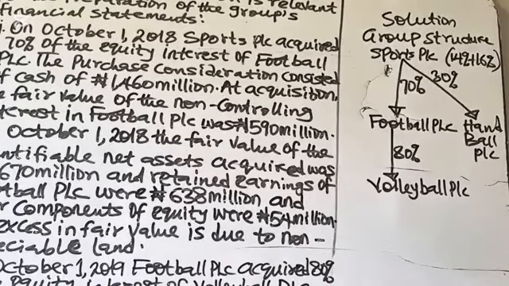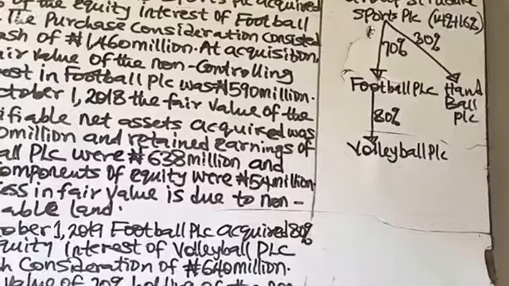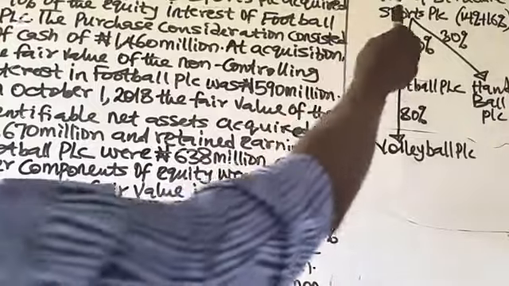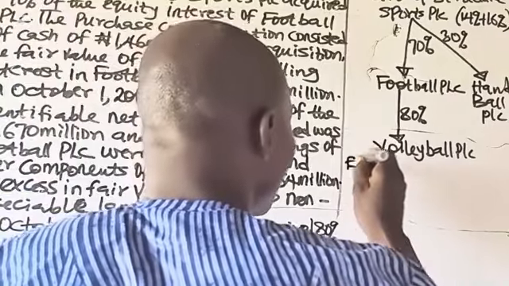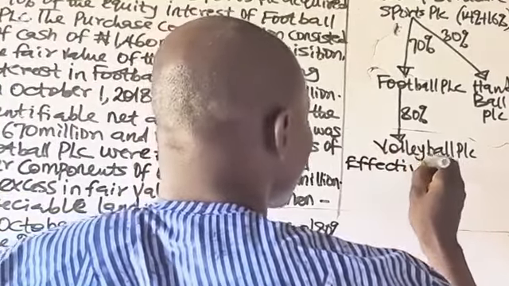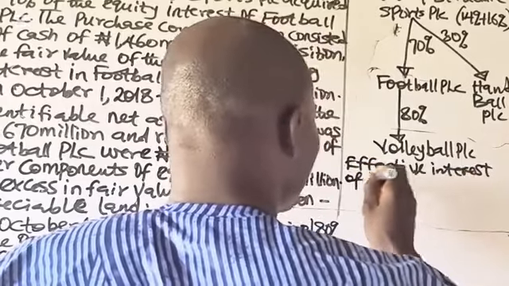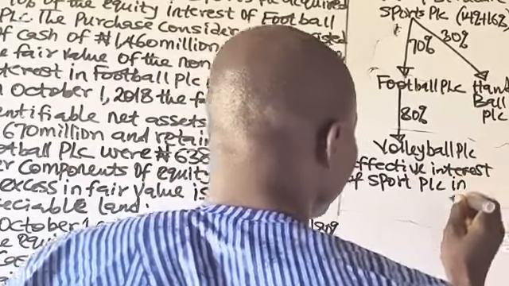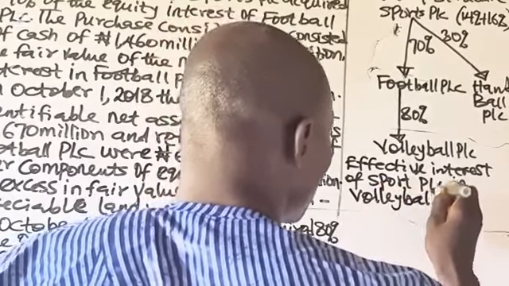The next thing is to determine the effective interest of Sport PLC in Volleyball PLC. You want to determine the effective interest of the parent company in the sub-subsidiary. So, effective interest of Sport PLC in Volleyball PLC.